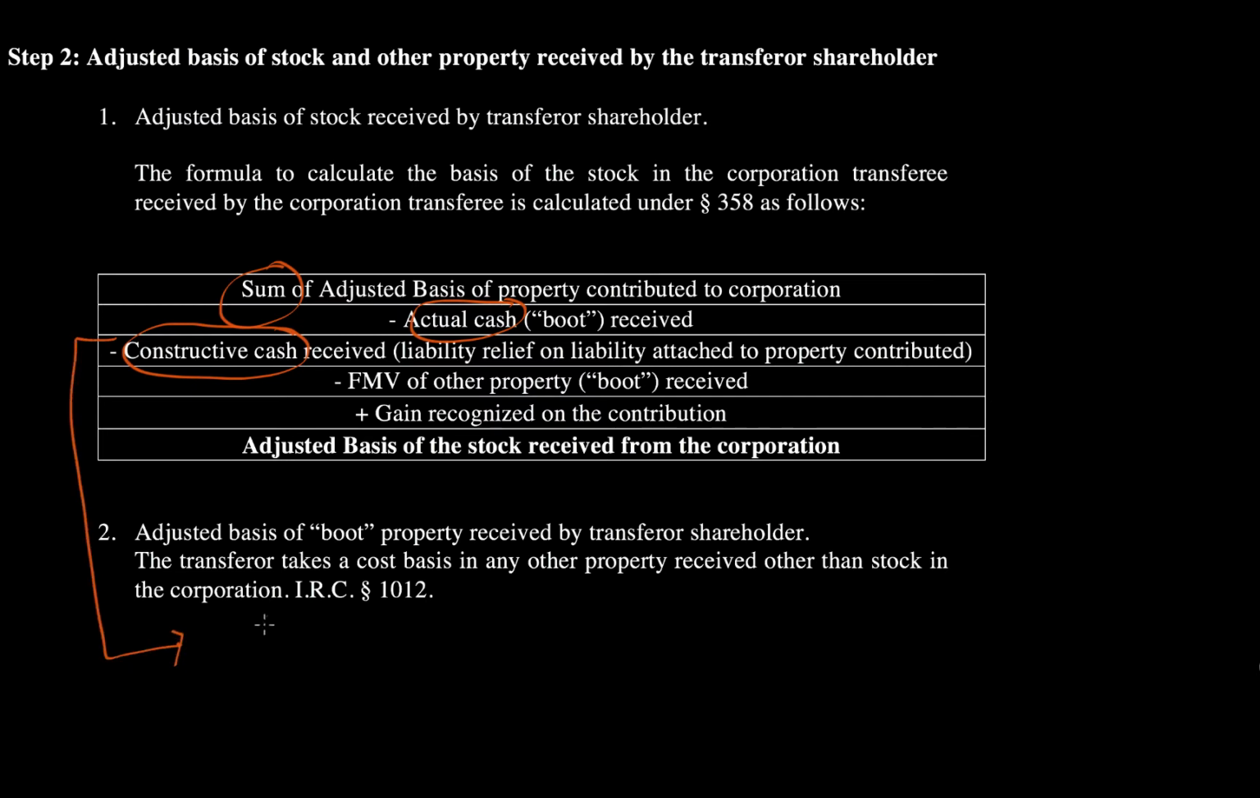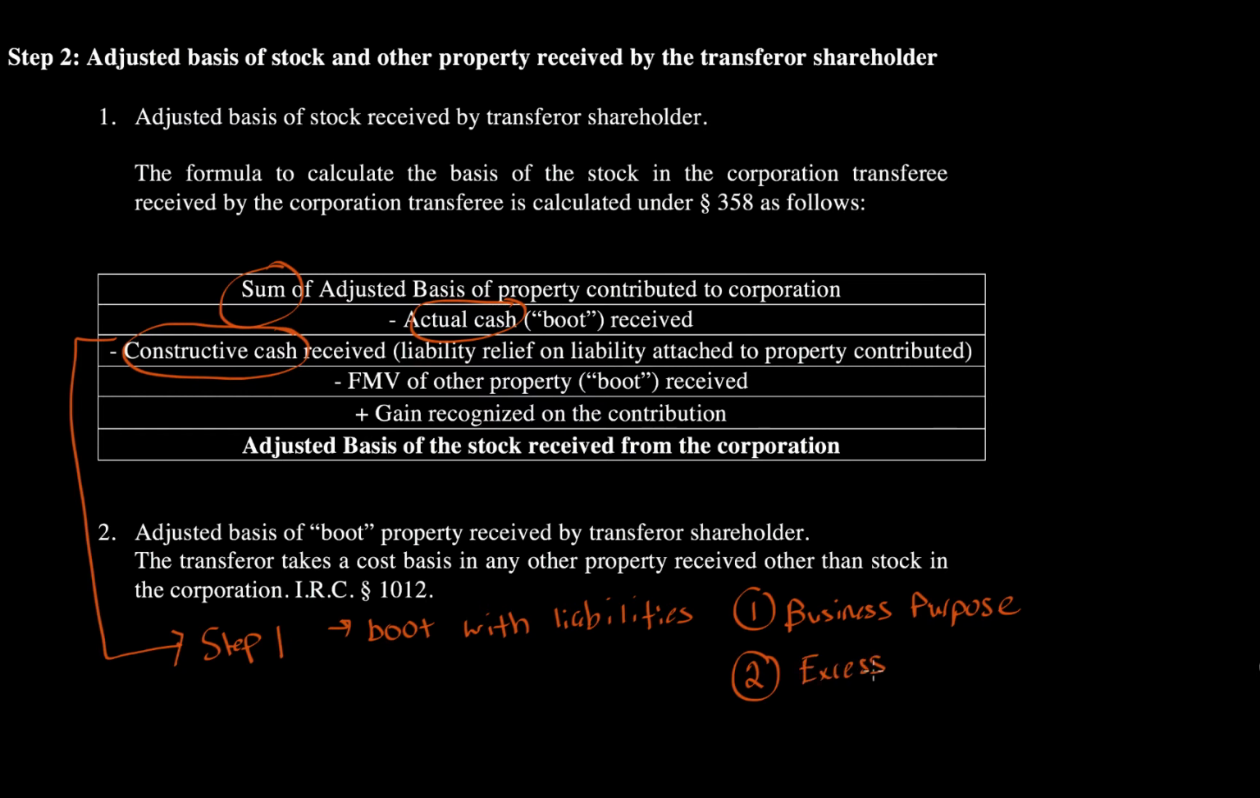Now, this is important to understand because under the step 1 analysis, we had boot with respect to liabilities when the parties had two different scenarios. Business purpose. So the liability had to be business purpose. If it failed the business purpose test, then it was considered to be all boot. The other is the excess rule. The excess rule says that if the liability amount is greater than the adjusted basis, then the excess amount is considered boot. Now it's important to notice that any constructive cash received by the transferor must be subtracted out.